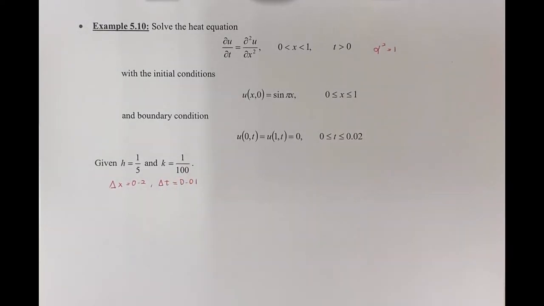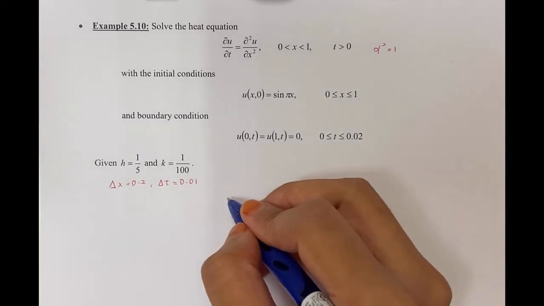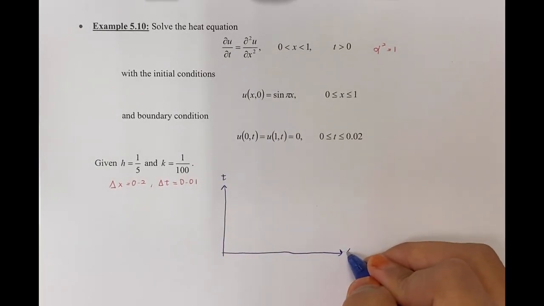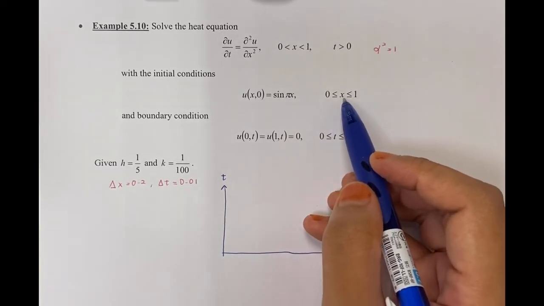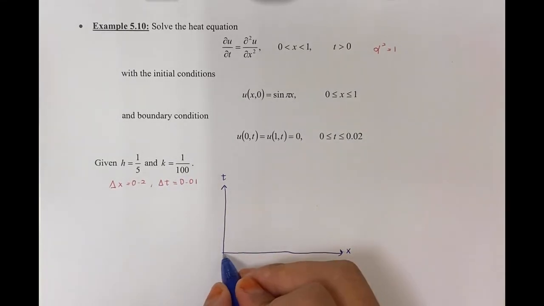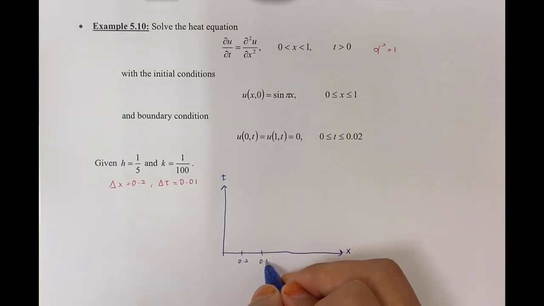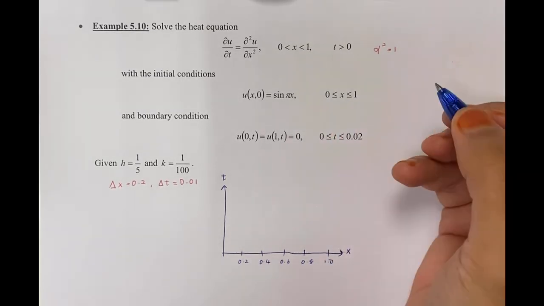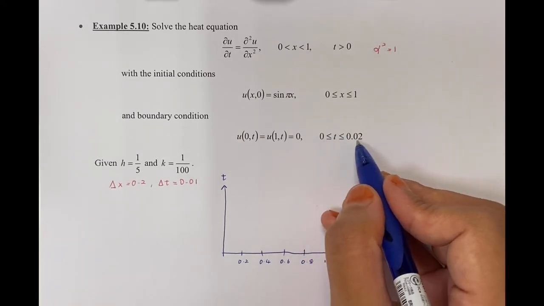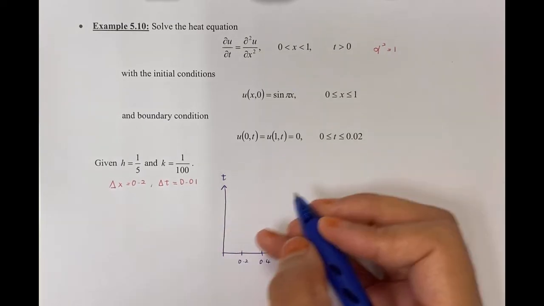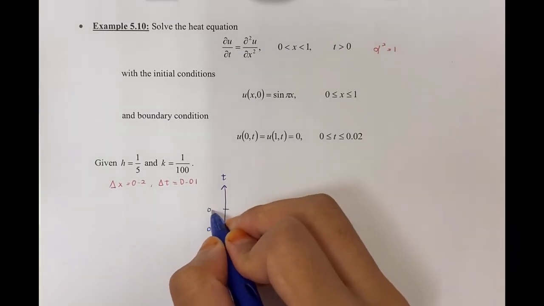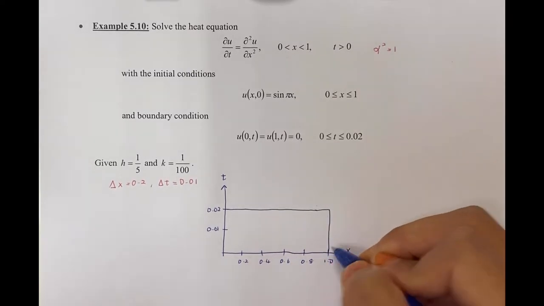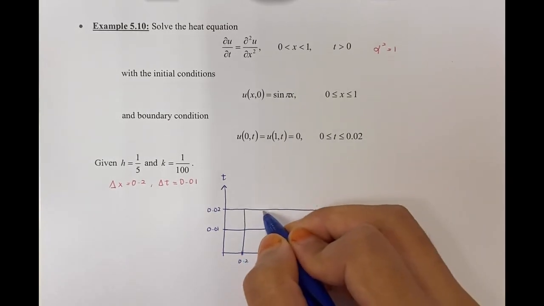To solve using the numerical method, first thing first, you need to draw the grid line, the mesh. Okay, so this is your t, this is your x. Okay, so look at the interval. x is from 0 to 1 with step size 0.2. So this is 0, you have 0.2, 0.4, 0.6, 0.8, and you need to stop at 1.0 because the limit is from 0 to 1 only. And as for t, t is from 0 to 0.02 with step size 0.01. So you have 0.01 and 0.02. And then you need to draw the lines, join the lines. So this is your mesh grid.